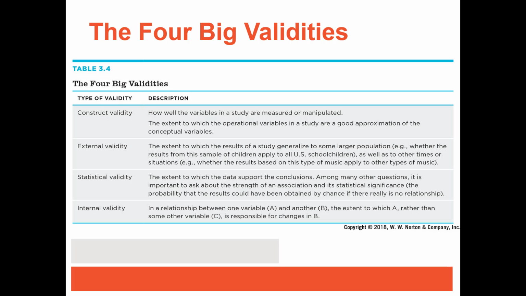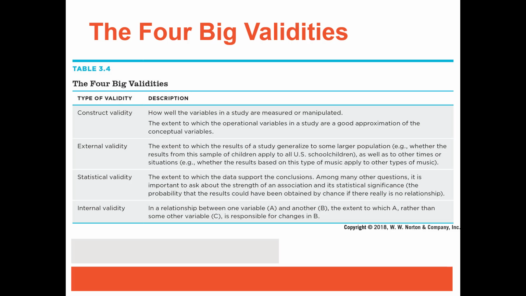External validity is the extent to which the results of a study generalize to some larger population. For example, if you conduct a study on US school children, and for your sample you use Mrs. Jones's 3rd grade class as your participants, how well will your results apply to all US school children is measured by your study's external validity.